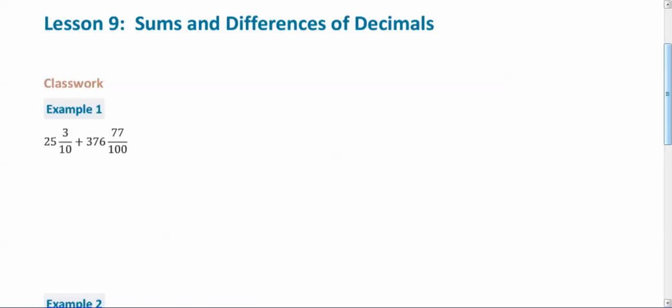So anyway, we're going to start by taking these fractions and turning them into decimals. We're going to convert them. So we have 25 and 3/10. So how would I write that? 25, and then when you say and, that's where the decimal point goes.